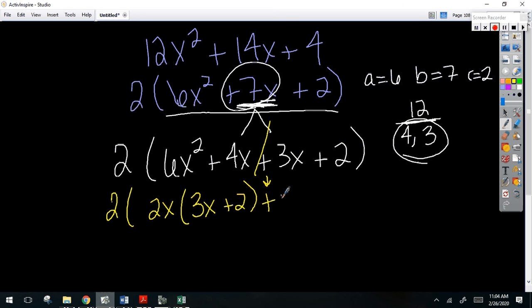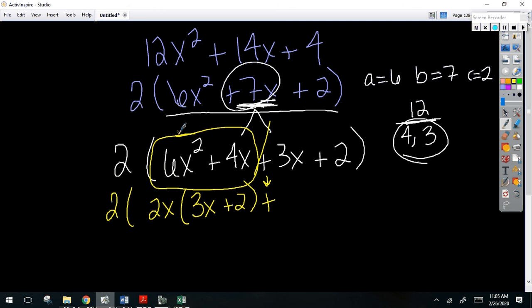I did it in a different order whenever I typed it up. But it doesn't matter. Your order does not matter. It doesn't matter if you do 4x plus 3x or 3x plus 4x, because at the end, we're going to come back with the same answer. It's just in a different order. When I typed it, I did the 3x first. I did 3x plus 4x. So we'll come back to the same thing. 3x plus 2.